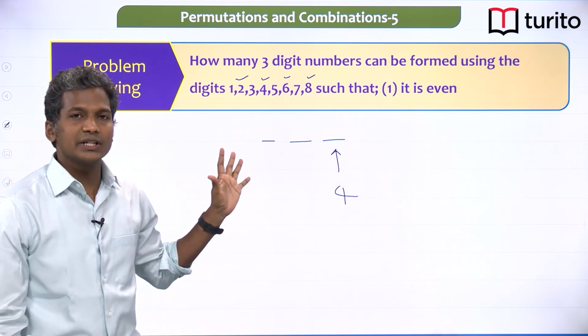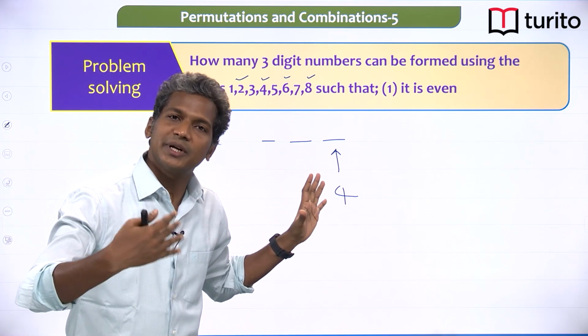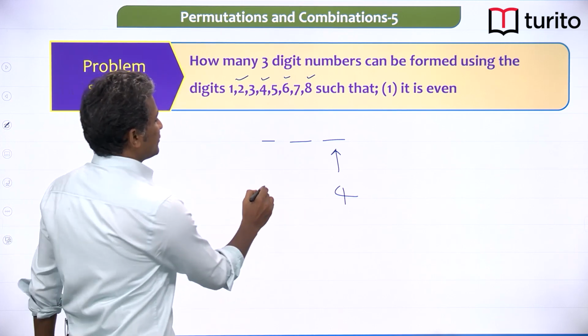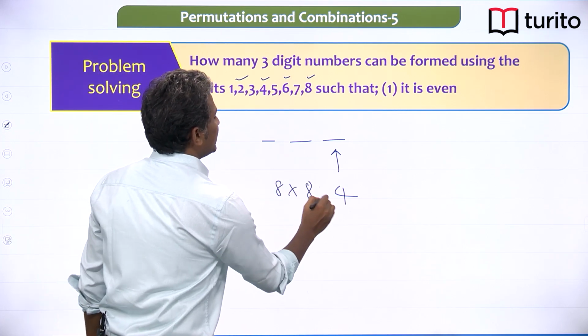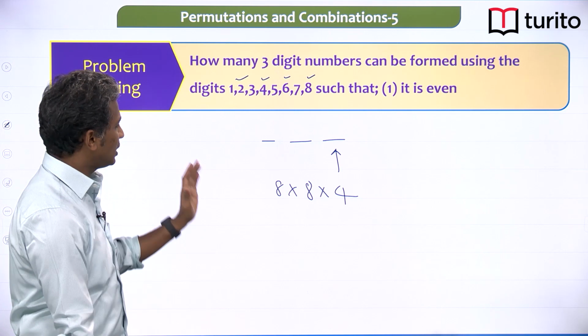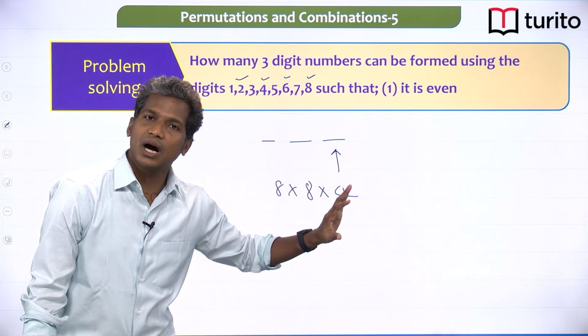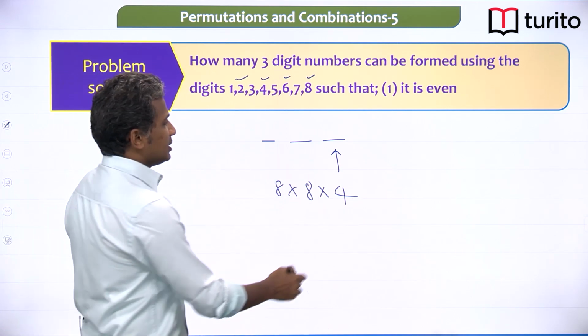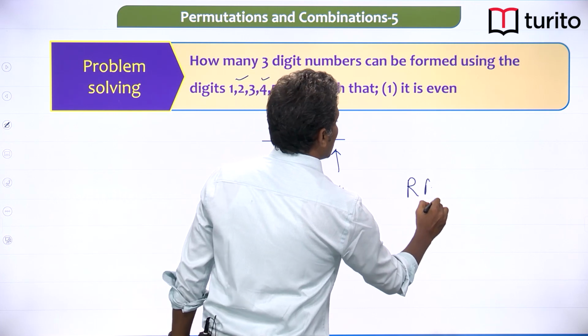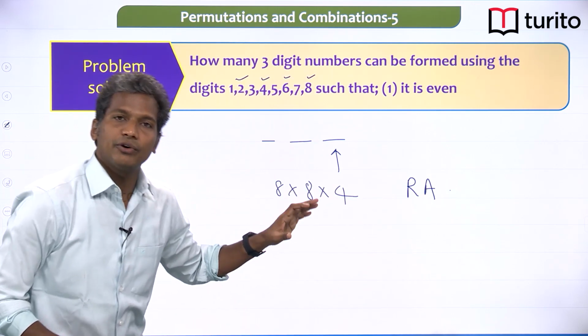Nothing is mentioned in the question, so naturally repetition is allowed. That means for the remaining there are 8 into 8 ways. So, total 8 into 8 into 4 is your answer. Now, this is the case where repetition is allowed and that is the default case.